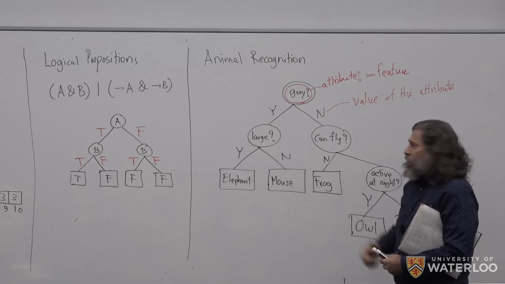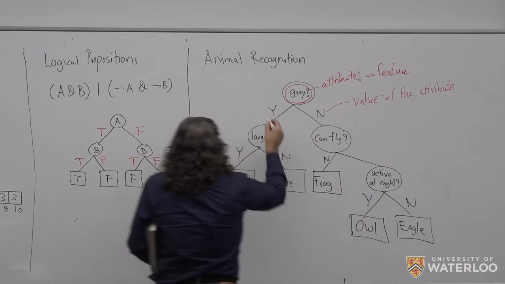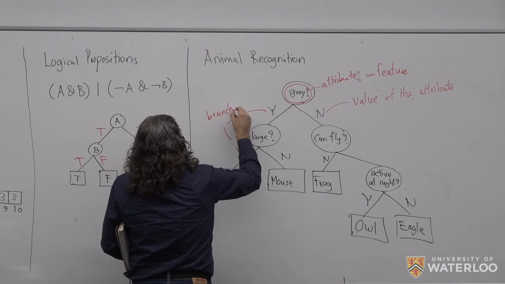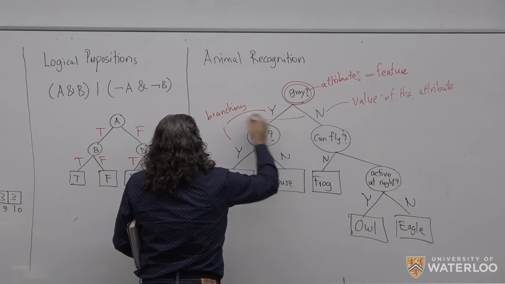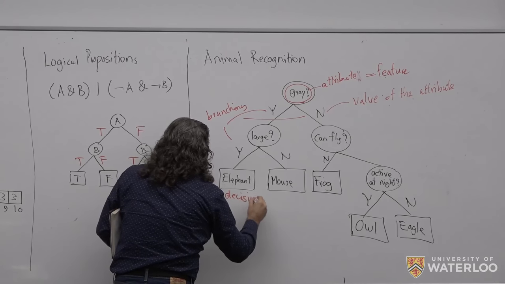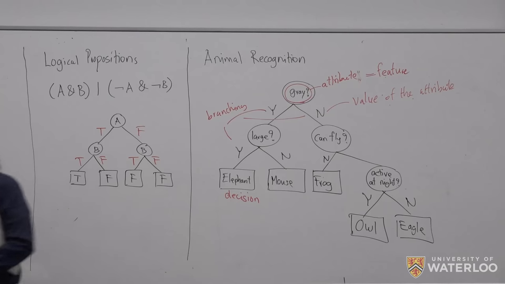And then we make branching. So this is branching. Of course, this is branching too. And then here we make decisions. At the bottom, we make decisions.